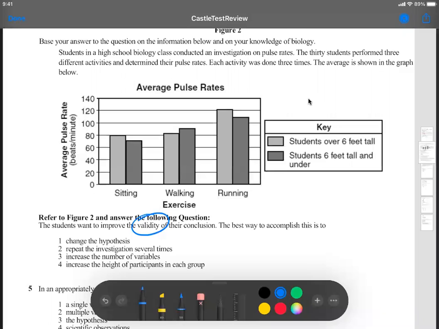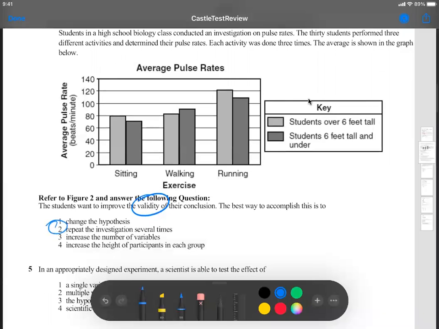I got 2 because the question is asking what could you do to make the conclusion more valid, and then repeat the investigation or experiment is what the answer is, since you could check if your answer is going to be consistent.